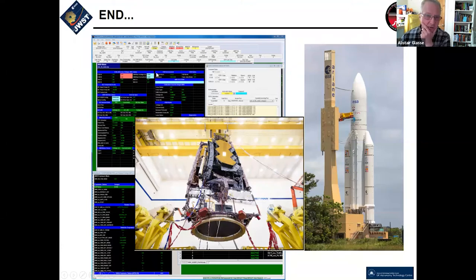There's our rocket. There's our telemetry pages. There's a recent picture of the instrument, all folded up now. It's all stowed and ready. The next time that we'll try and deploy the primary mirror and the sun shield and all of those bits, it'll be on orbit now. Wow. So it better work.